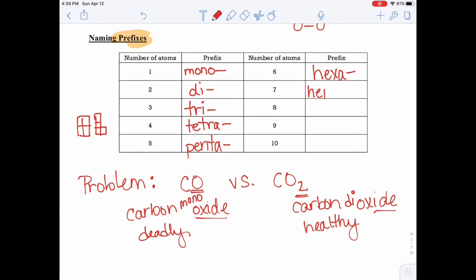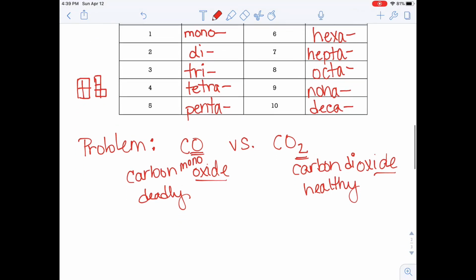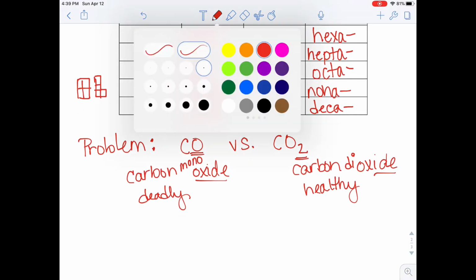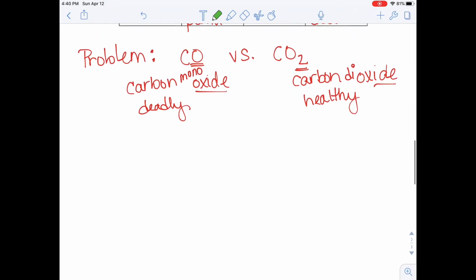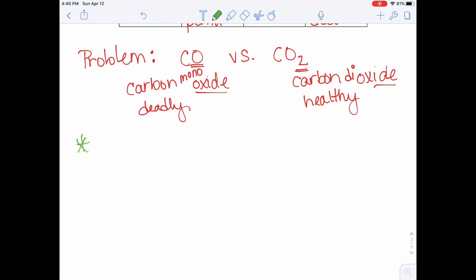7 is hepta. 8, octagon, or an octopus. 9 is nona. And 10 is deca, like a decade is 10 years. All right, feel free to pause it if you need to take more time to write those down. Okay, how's this going to work?